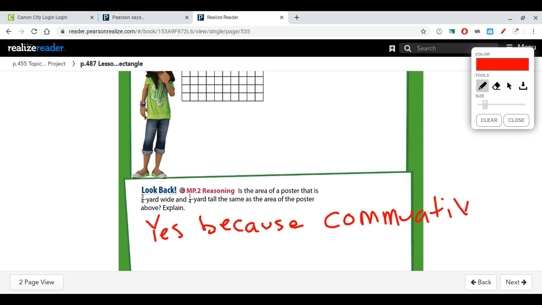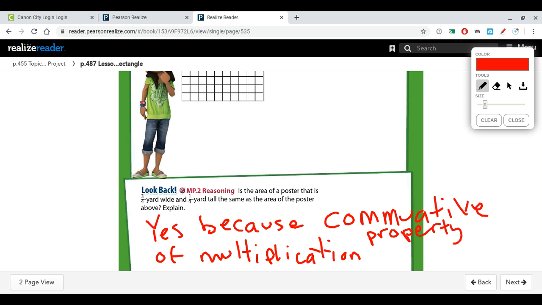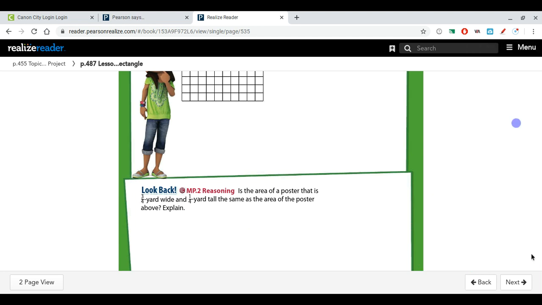So the commutative property of multiplication allows me to flip my factors to find the same product. So yes, because the commutative property, sorry, I forgot that word, property of multiplication is used. So I end up with the same answer if I have a 3/4 yard wide and 1/4 yard tall poster.